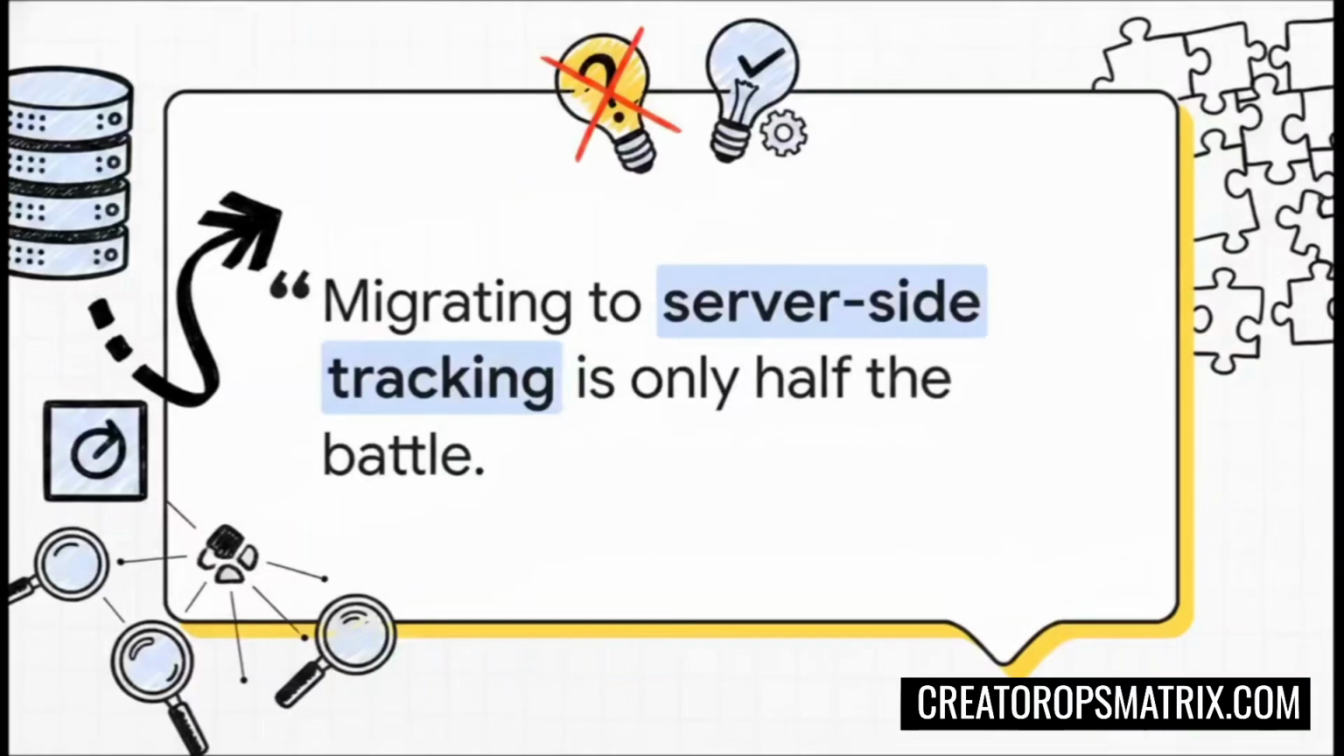This really highlights a crucial point. Migrating to server-side tracking is honestly only half the battle. Implementing the Meta Conversions API introduces severe technical friction. You can't just flip a switch to turn on server-side tracking and call it a day. You actually have to send the exact right data to make it work.